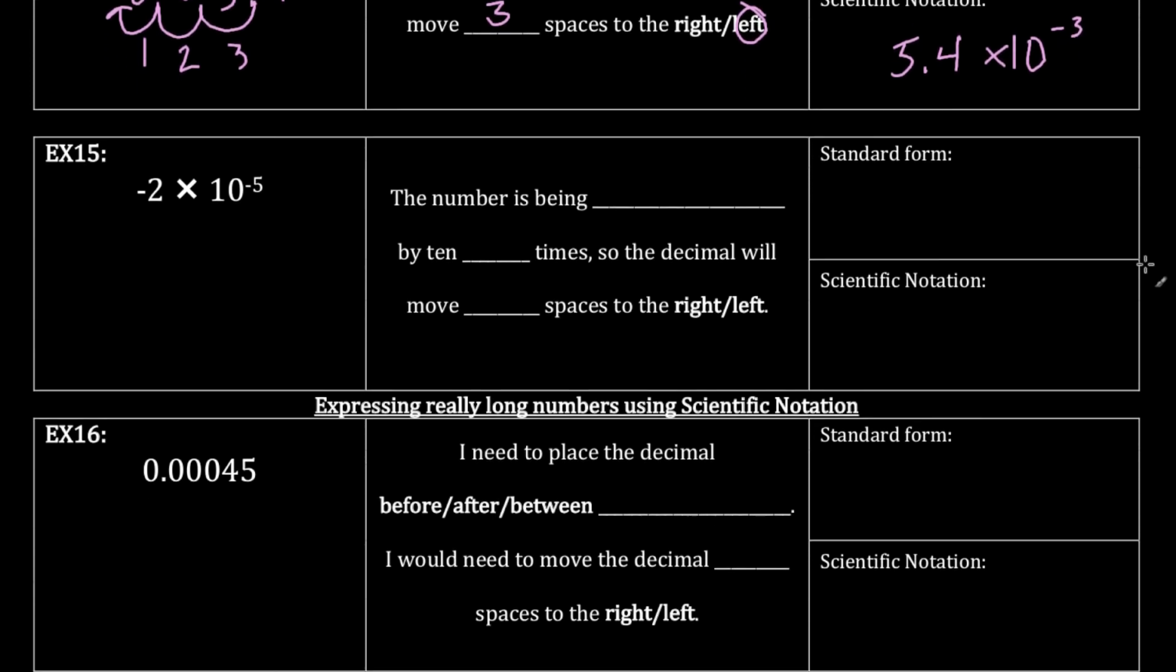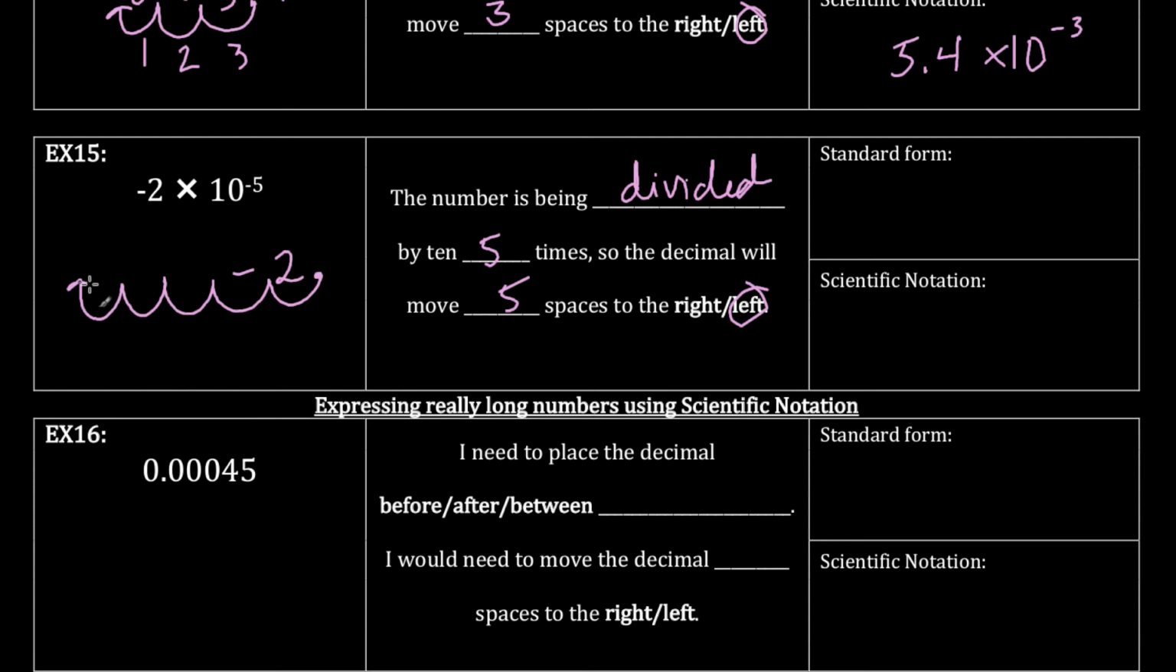Let's do one more. So sometimes you'll see something like this. So we have negative 2. It's being once again divided by 10 5 times. So it's going to move 5 spaces to the left. So we have negative 2. Our decimal starts here. So 1, 2, 3, 4, 5. Moved 5 spaces, or 5 place values.